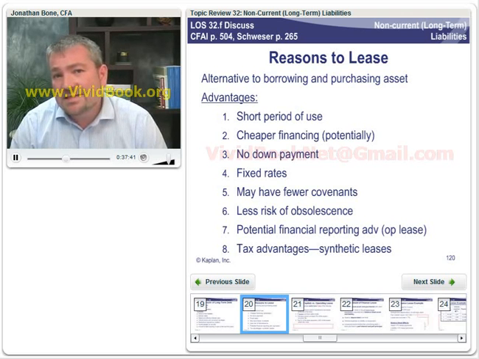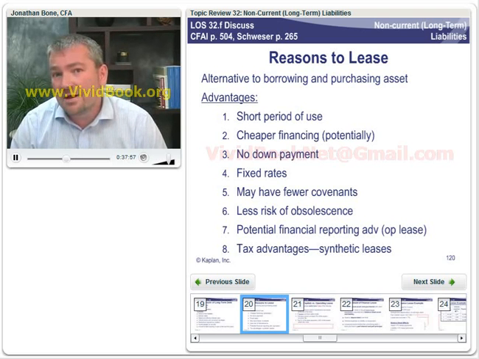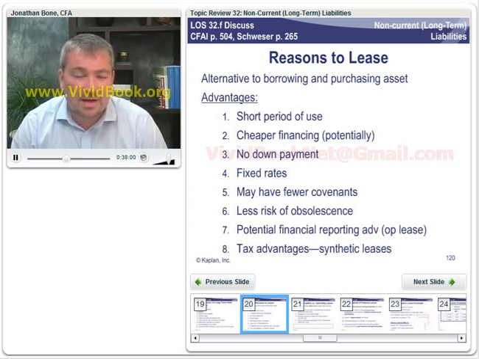Fourth advantage is a fixed rate. If you enter a lease, essentially you're locking into a fixed interest rate over the life of the lease. This might be attractive, especially for companies that can't borrow using fixed rate bonds and therefore are forced to use floating rate notes. They may have fewer covenants, of course, than a bond.